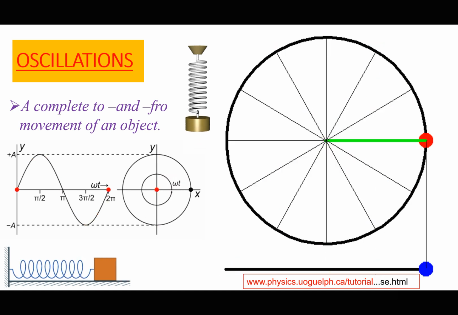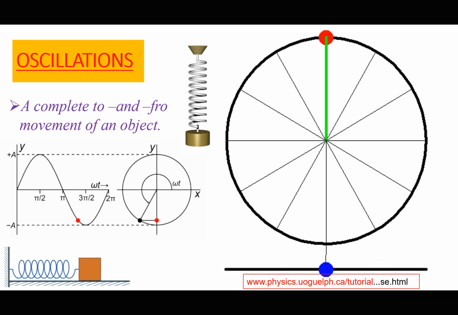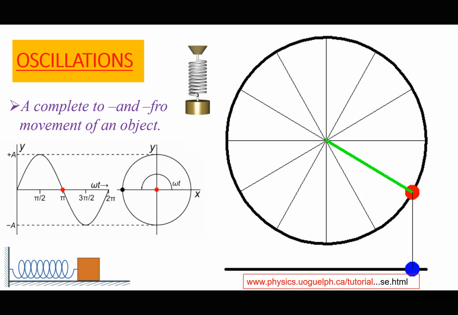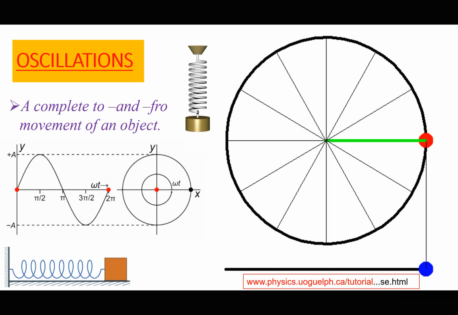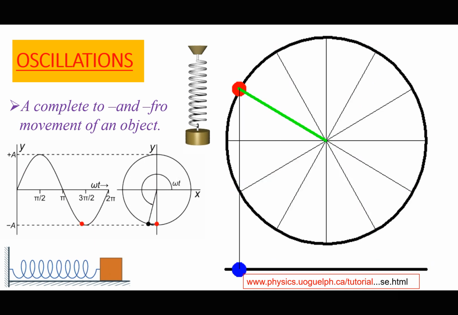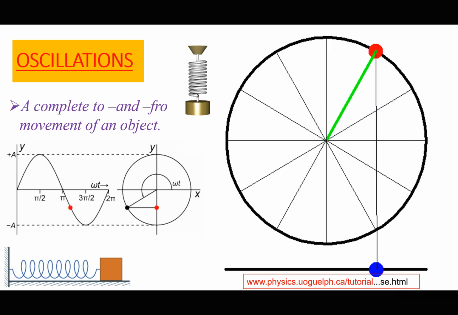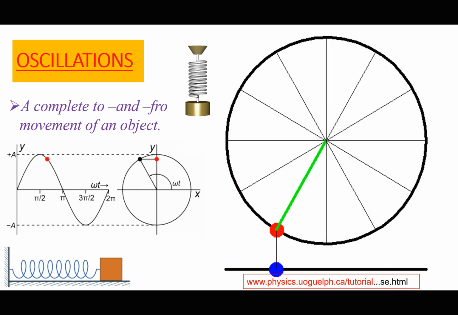These animations are all showing that the object moves back and forth, towards and backwards. That's what we call a to and fro movement of an object. That's what we are going to call an oscillation. It's a complete to and fro movement of an object.